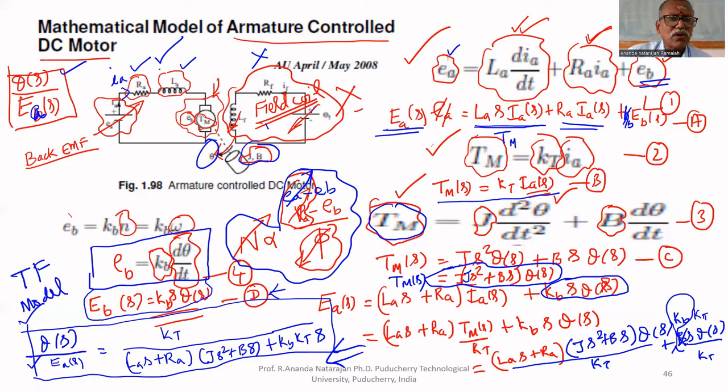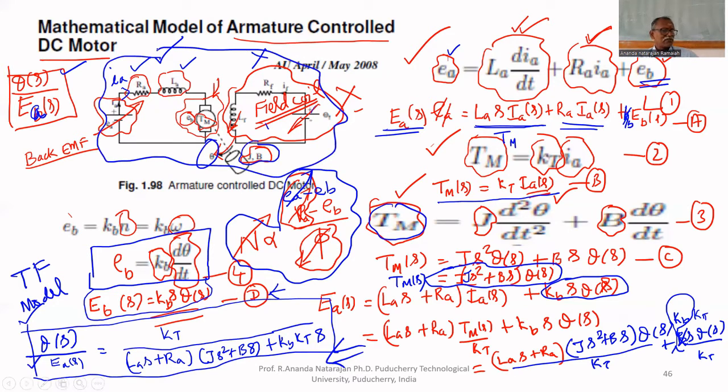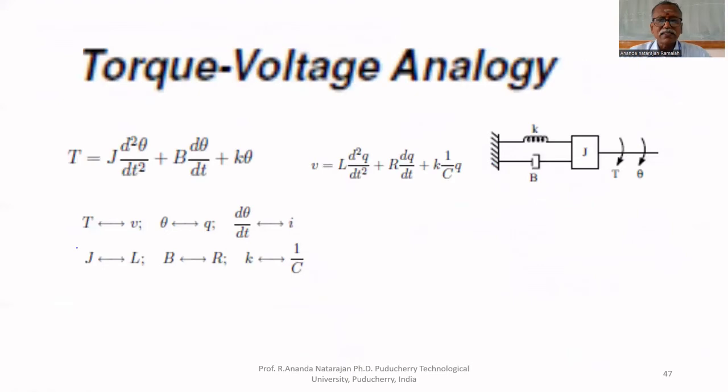This armature controlled DC motor has been represented by an electrical circuit, an electromechanical representation. But I want to represent this in a block diagram model. Most of the equations will be represented in block diagram by transfer function model. So if I find the transfer function, this can be represented as a block diagram like this. I found the transfer function of the armature controlled DC motor, that is theta of S upon EA of S. Input is EA of S, output is theta of S.